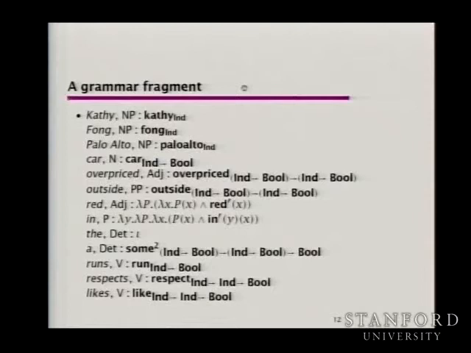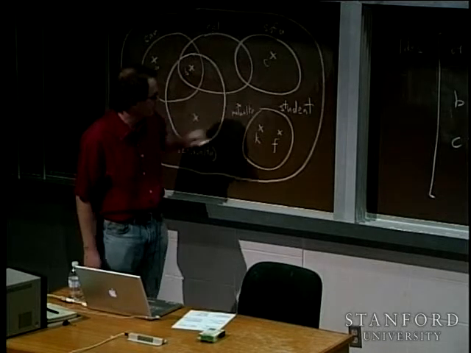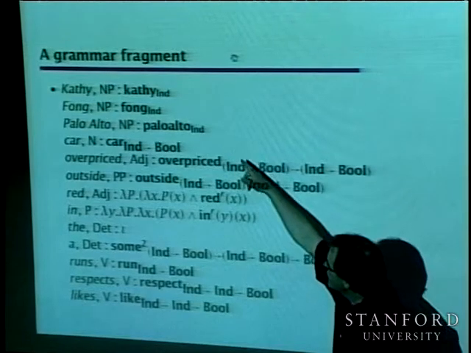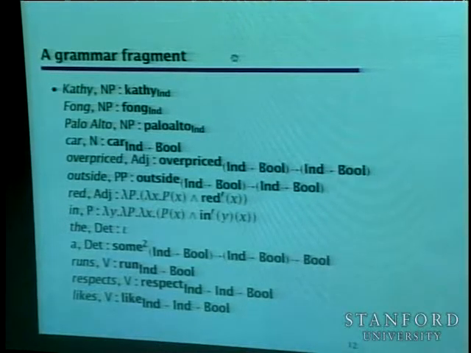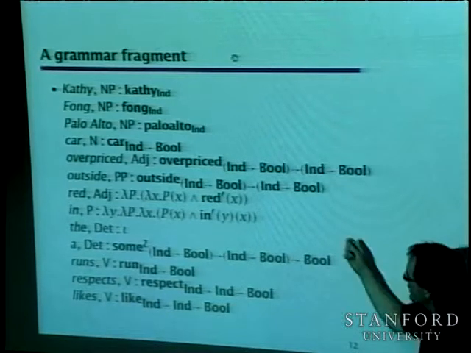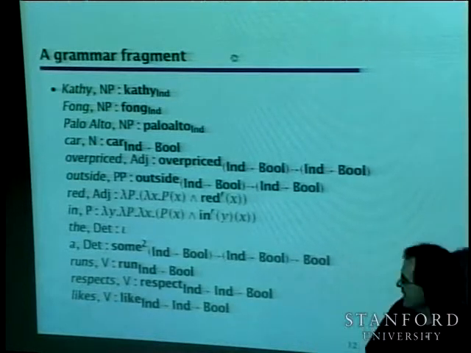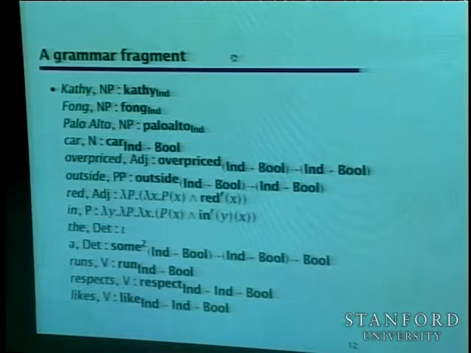So we have Kathy, Fong, and Palo Alto, and so they're things that are individuals. I guess when I did this, I didn't actually put Palo Alto in as an individual, but we could have Palo Alto also represented as an individual somewhere here. Okay, then you have things like car, where car is a property. So it's something from individuals to booleans, just like here. Red is a little bit more complex, since what I've represented here as a property is actually red prime. So red prime is the property of things that are red.